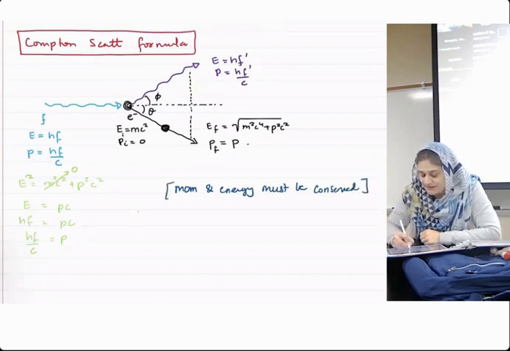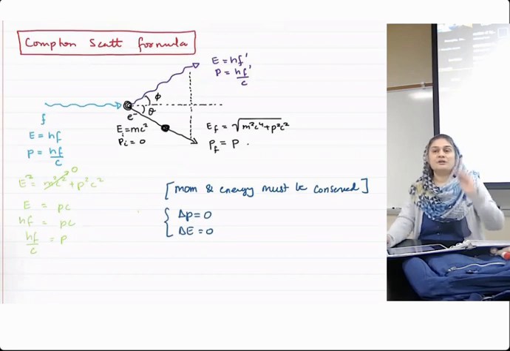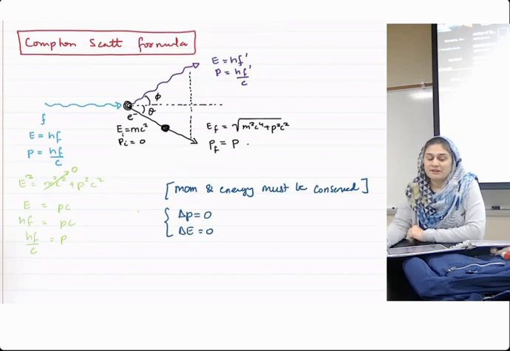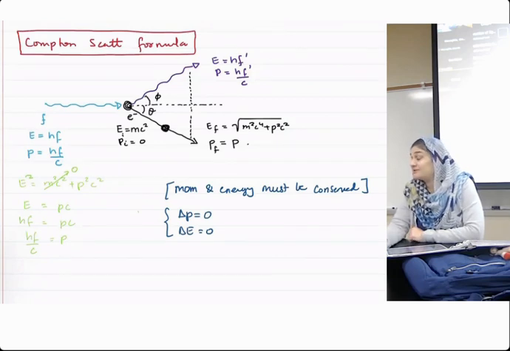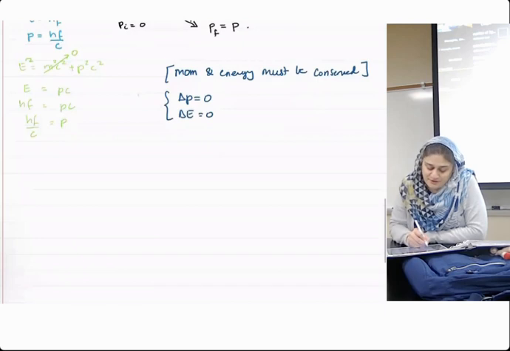Classically, that means delta P equals 0 and delta E equals 0. That's what I know from intro 1. Collision experiments absolutely know that momentum must be conserved and energy must be conserved. Elastic collision, yeah. So let's discuss both of these individually. Let's do conservation of energy first.